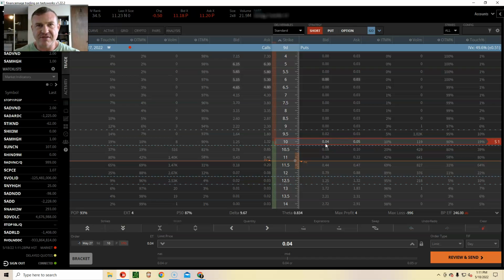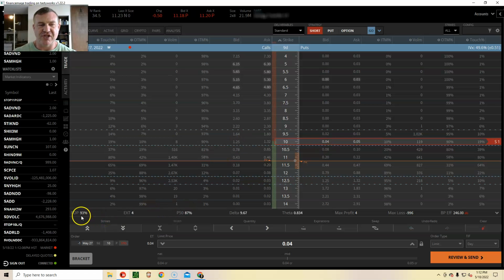Now, what's the chance of this happening? Well, there's more sophisticated ways to look at it, but this is put options explained for beginners. So we're going to keep it real simple. We'll just look at the probability of profit right here. The probability of profit is telling me, with all things kind of being equal at the moment and remaining the same, that there is a 93% chance that this stock at the end of 9 days will trade above $10, and I will keep this $4 and not have to buy the stock.